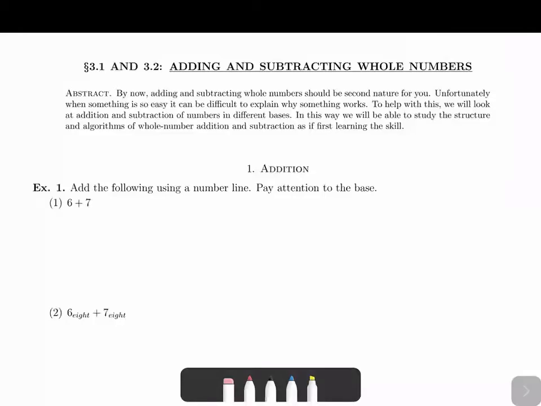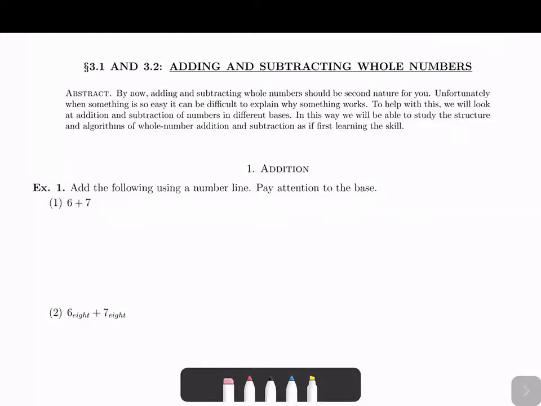Hi everyone, this is the first video for chapter 3, specifically sections 3.1 and 3.2. If you haven't already, go back and read these sections in the textbook, just so you know what I'm talking about. We're going to do a lot of examples today, so you should already be familiar with some of the vocabulary that we're going to use.